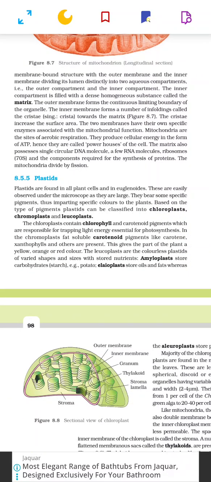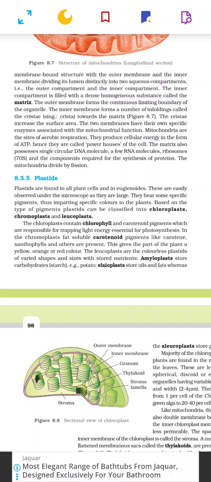Plastid. Plastids are found in all plant cells and in euglenoids. These are easily observed under the microscope as they are large. They bear some specific pigments, thus imparting specific colors to the plant. Based on the type of pigment, plastids can be classified into chloroplast, chromoplast, and leucoplast. The chloroplast contains chlorophyll and carotenoid pigments, which are responsible for trapping light energy essential for photosynthesis. In the chromoplast, fat-soluble carotenoid pigments like carotene, xanthophyll, and others are present. This gives the part of the plant a yellow, orange, or red color.